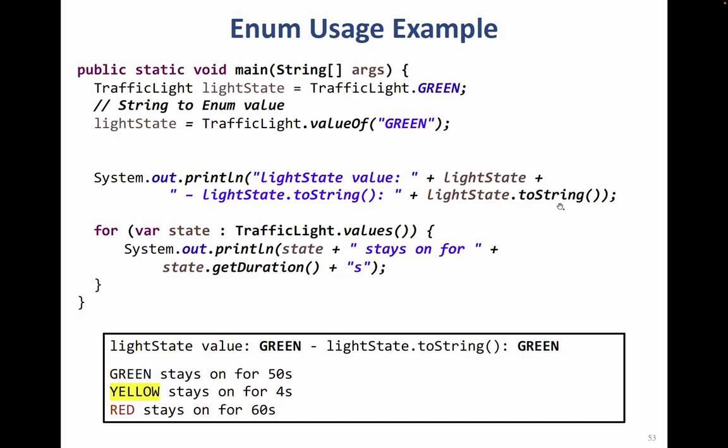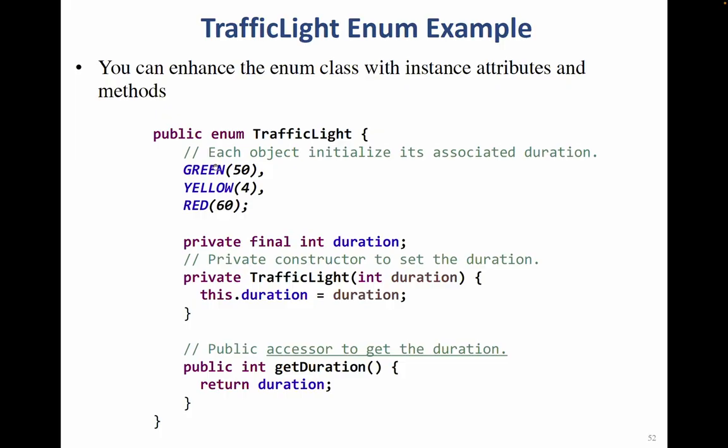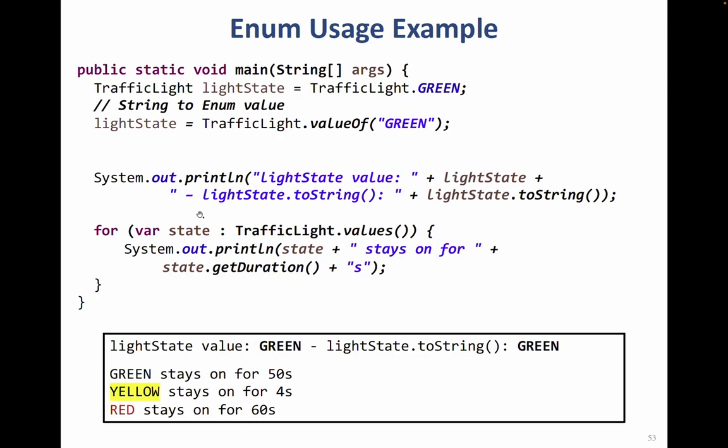And each enum has a toString function. Basically, toString returns the name of that value, which is either green, yellow, or red. So if you look at the output, the light state value, which is written there, is green. And when we call this toString function, it also gives you the name of that value.